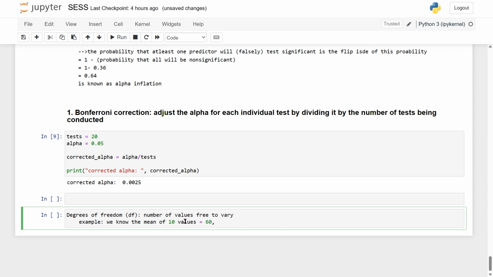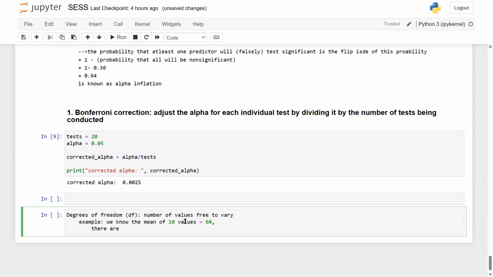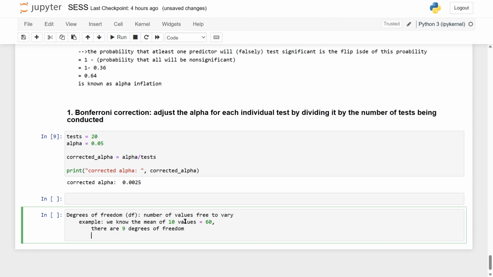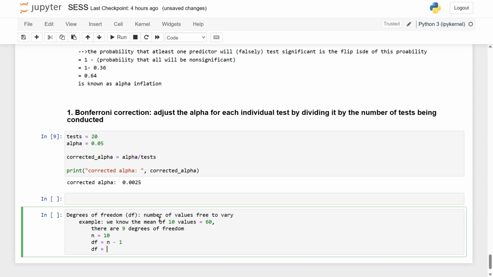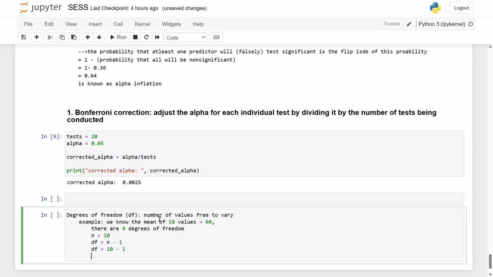So now there are 9 degrees of freedom. Why? Because the sample consists of 10 values, so n is equal to 10. So df is equal to n minus 1. So df is equal to 10 minus 1, so df is obviously 9. So that's why this sample has 9 degrees of freedom.